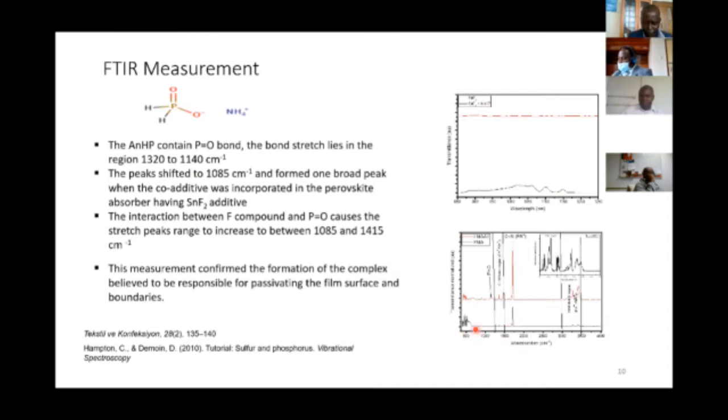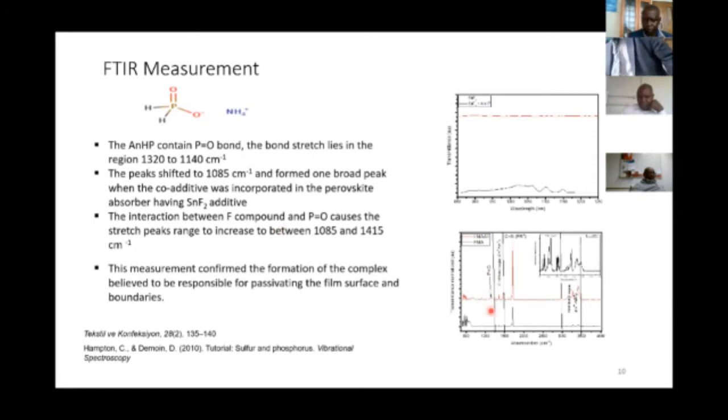The lower graph here is just the perovskite containing tin fluoride without the AHP. And in this region here, you can see we don't have anything. It's just flat. But after introducing it, we now have this one here, which is just a result of this double bond reacting with the tin fluoride.